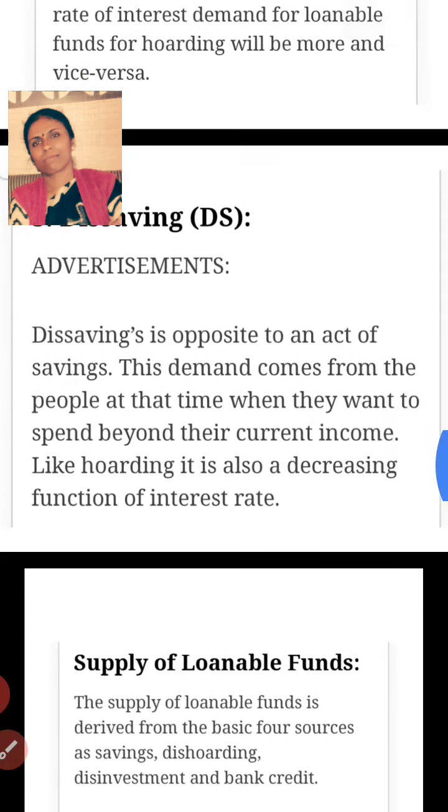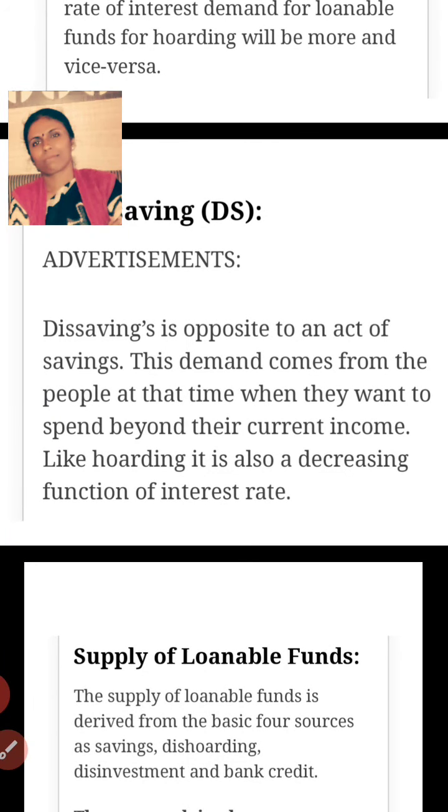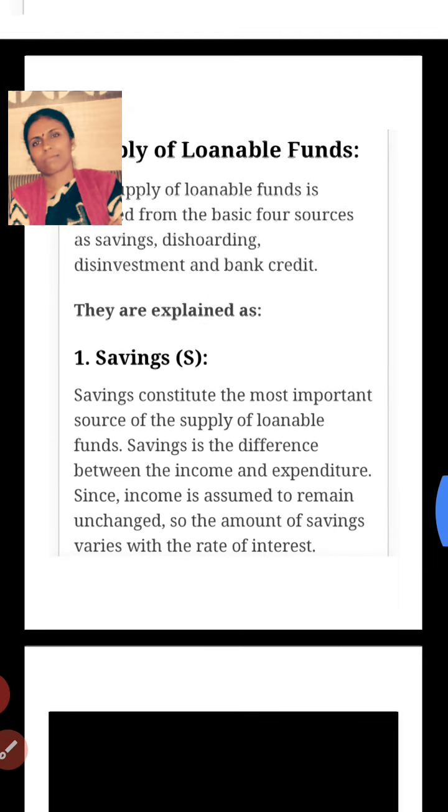The third one is dissaving, which is the opposite of an act of saving. So they need money for this purpose also. And one more interesting point is that they also demand loanable funds to purchase consumer goods. Yes, they want to purchase consumer goods, for example, cars, luxurious things, etc. So, these are all the important concepts related to the demand for loanable funds.